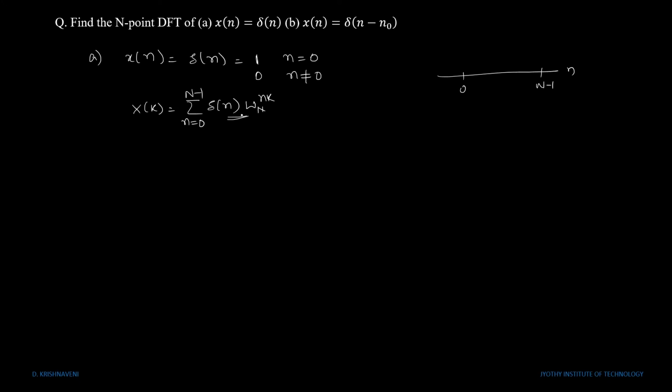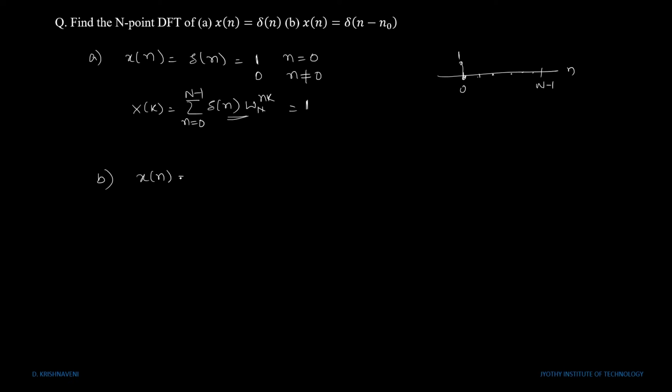and this product delta of n into W_N to the power of nk will exist only at n is equal to 0, because delta of n exists only at n is equal to 0 and for all other values of n, delta of n is 0. So 0 into W_N to the power of nk will be 0. So only at n equal to 0 this product exists. So substitute n is equal to 0. So at n equal to 0 delta of n is 1, and at n equal to 0 W_N to the power of nk, W_N to the power of 0, is 1. So the DFT of delta of n is 1.